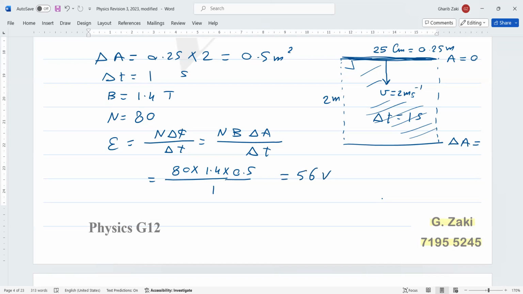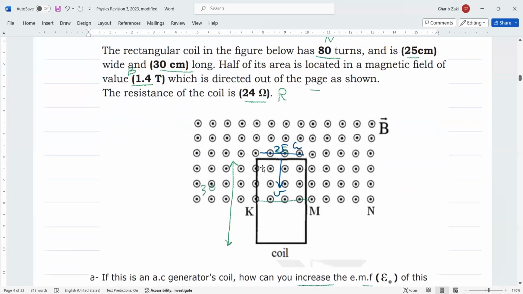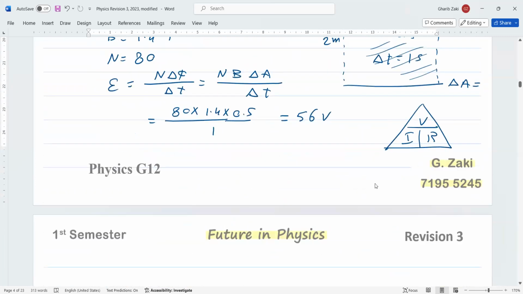But we need the current. Then we use Ohm's law, because we have the resistance. The resistance is given in the question. It said the resistance is 24. So we can get the induced current. The induced current equals V over R, where V is the EMF. EMF is 56 and R is 24. Calculate this, it will be 2.33 amperes. Okay, guys?